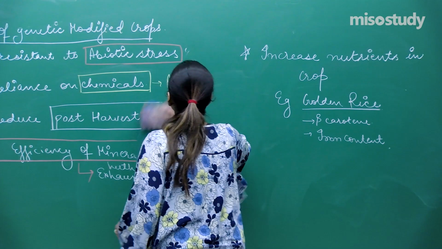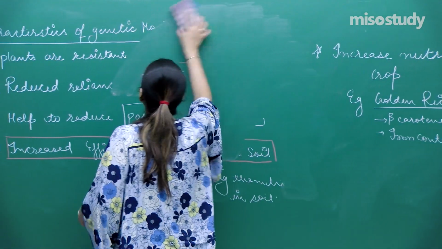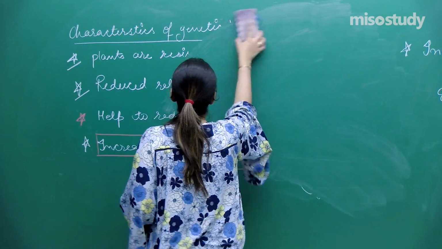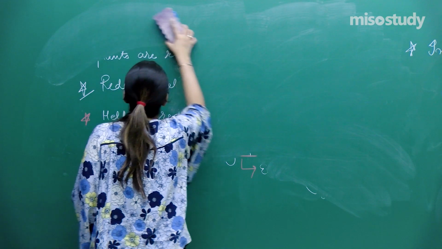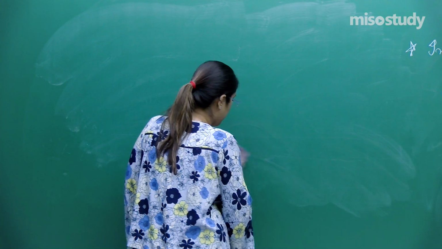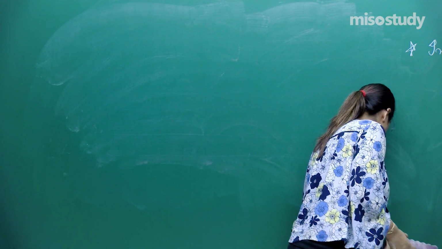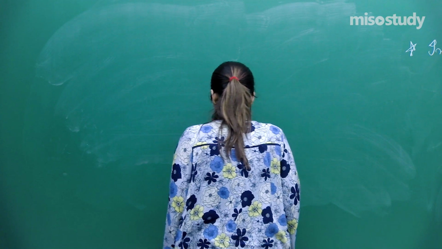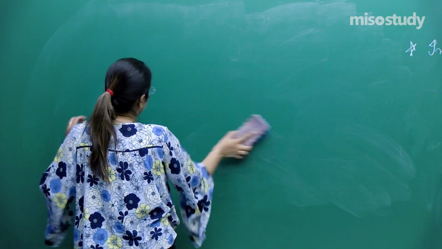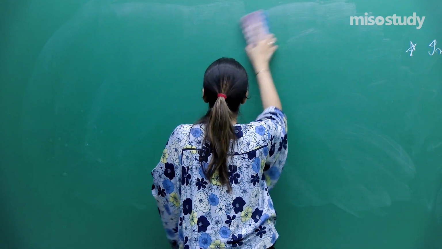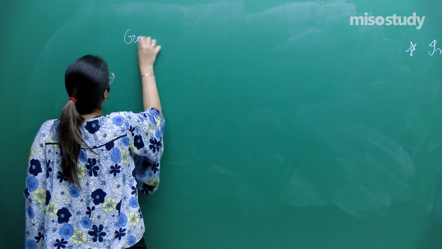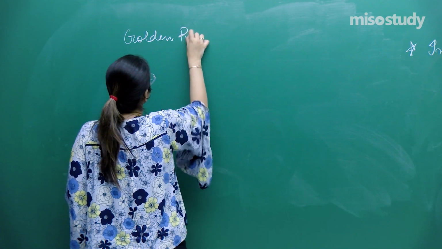Now, let us talk about the history behind golden rice. Students, hope you remember, hope you know the scientific name of the rice. Rice is Oryza sativa, right. Oryza sativa. We have one golden rice.